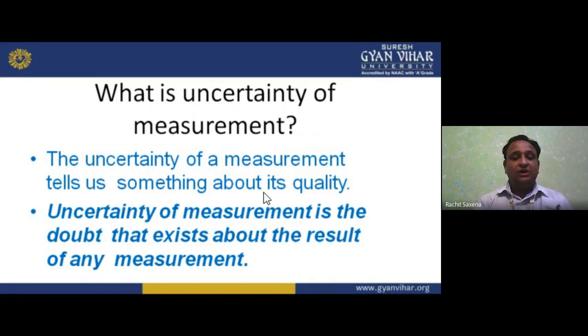Okay, so uncertainty of measurement is the doubt that exists about the result of any measurement. I already took so many readings, but there is uncertainty in my mind whether all readings are correct or not. So that is uncertainty.